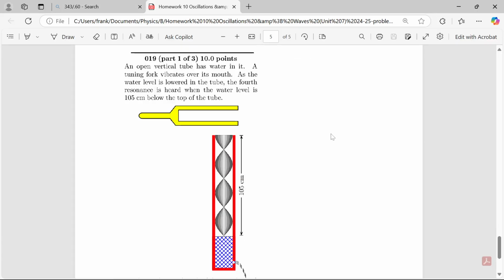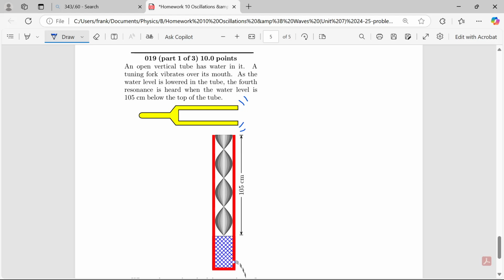Here's a physics question about standing waves. It says an open vertical tube has water in it. A tuning fork vibrates at its mouth. I'm going to draw that in just so I have it in the diagram. See, those little lines mean it's vibrating.